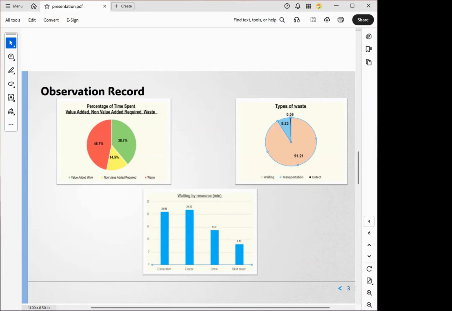I can see it again. Okay. And about 21 minutes about the dozer, and 13 minutes crew, and skid steer about 8 minutes during the 1 hour that we observed the process.